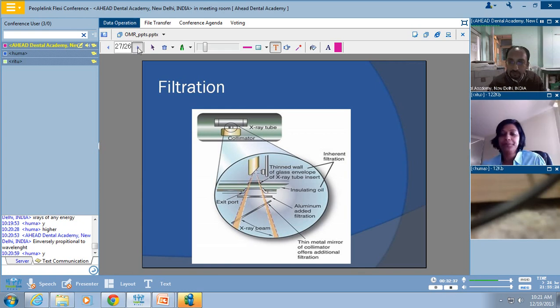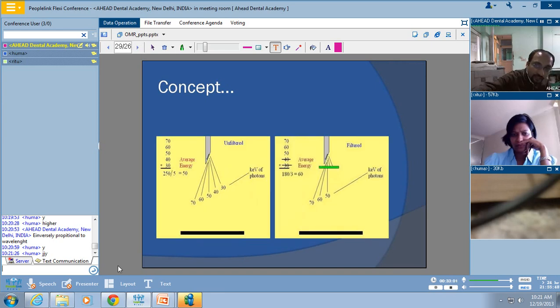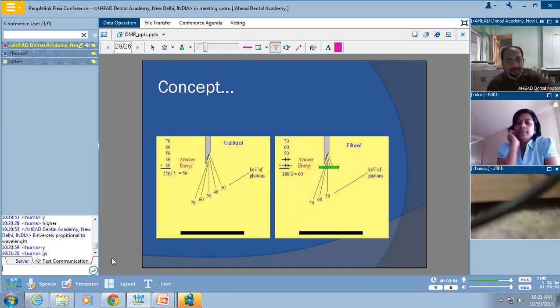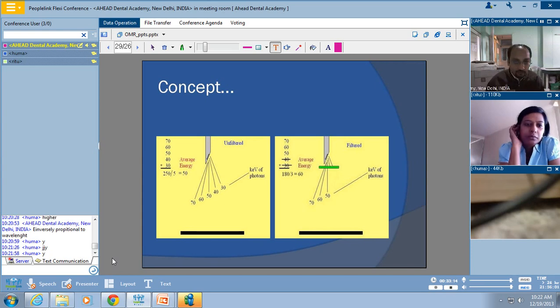Now, just try to understand the concept of a filter. Can you see this graph? Yes, definitely. Now, you can make out the red part is the unfiltered area, where the filtered area has got slightly lesser energy. What happens in this? It actually means that the unfiltered part will be having more quantity, but the moment we start removing the lower energy, as you can see in this diagram, X-rays of lower energy, in this case 40 and 30, have been removed.